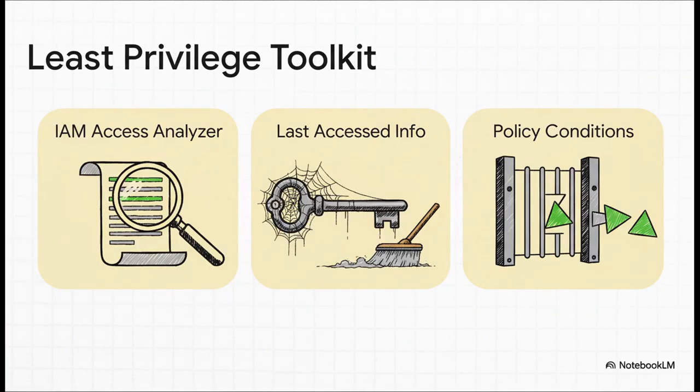And AWS gives you a whole toolkit to help you on this path. Access Analyzer is going to be your best friend for generating and checking policies. You can also look at last access data to find and safely get rid of permissions that aren't even being used. And you can get even more granular with policy conditions to add extra layers of security.